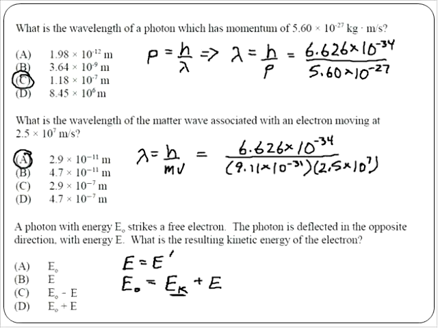So since I'm trying to figure out what this is, all I've got to do is move the E over and subtract it, and I've got the kinetic energy of the electron. So the answer is C. Just conservation of energy. Really, what that is, is Compton's equation, right? That's Compton's energy equation for photons.